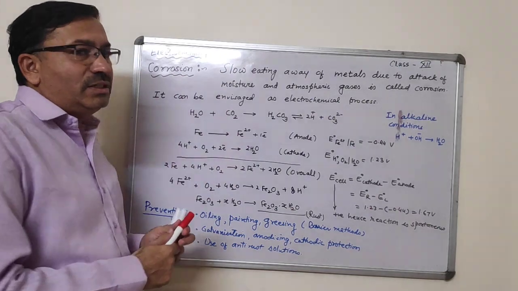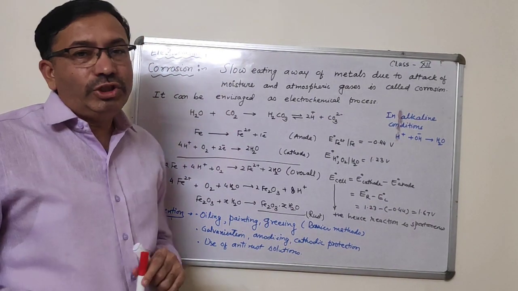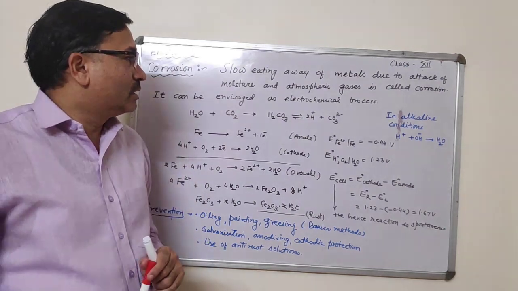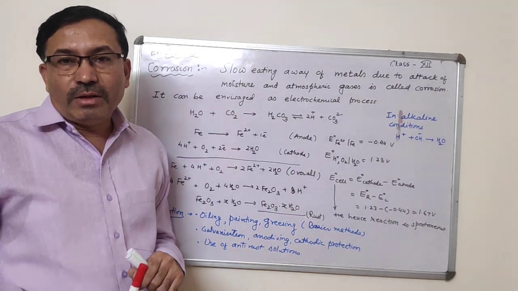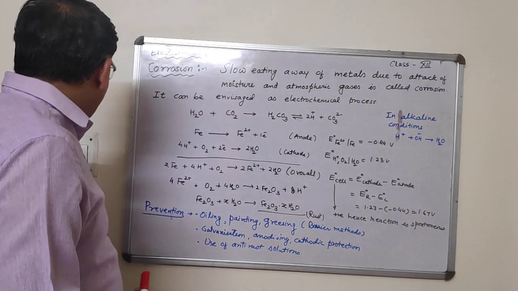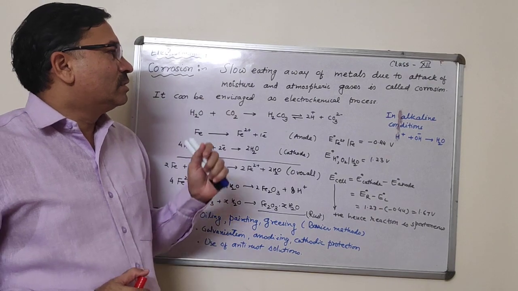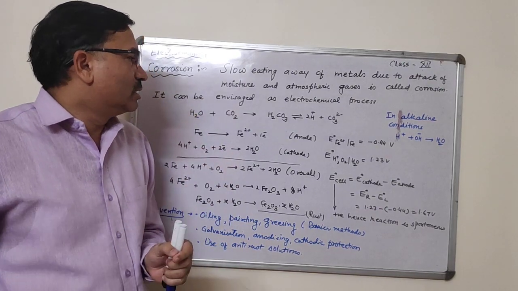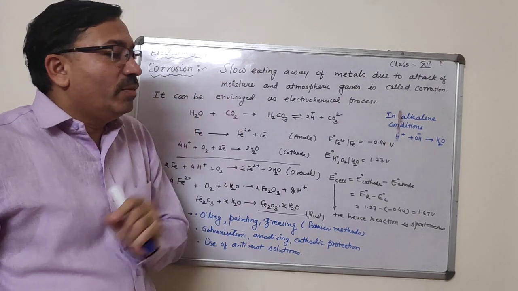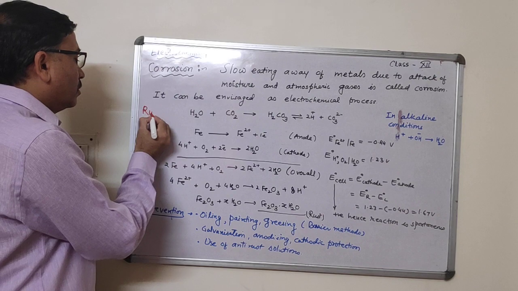Corrosion is the slow eating away of metals due to attack of moisture or atmospheric gases. So what do we call it? Corrosion. We say corrosion is the slow eating away of metals due to attack of moisture and atmospheric gases. The most common example of corrosion is rusting.